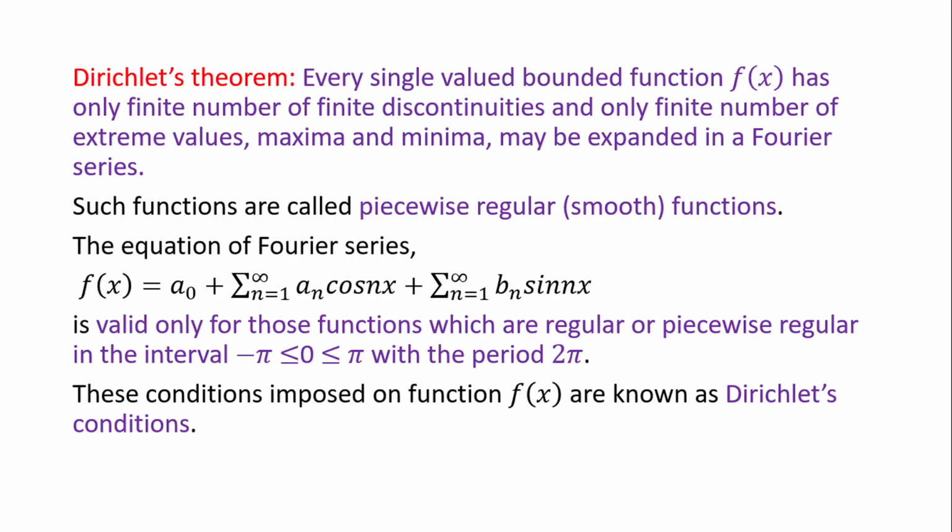So this is what we know from the Dirichlet theorem: that a Fourier series given by the equation is valid within the period minus pi to plus pi, that is with period 2 pi, only for regular, piecewise regular or smooth functions, that means functions which have finite discontinuities with finite values of maxima and minima. And these conditions, that a function must have finite discontinuities along with a finite number of extreme values, maxima and minima, are called the Dirichlet conditions.